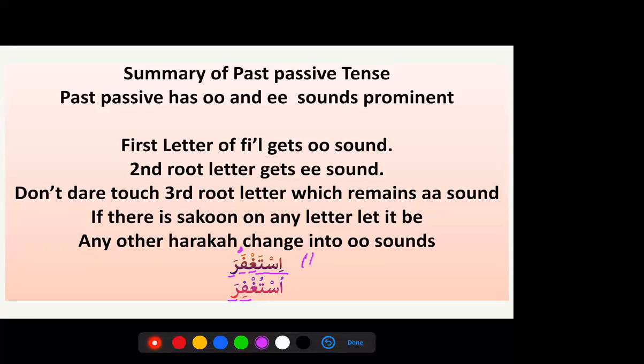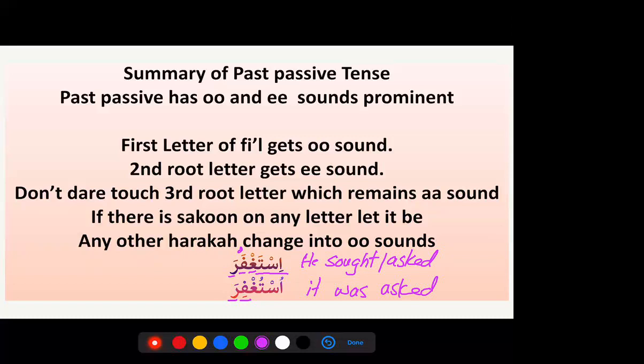Istaghfara means he sought or asked for forgiveness. And ustughfira would be forgiveness was asked, or we're just going to say it was asked. Okay, so this is how it's going to work.